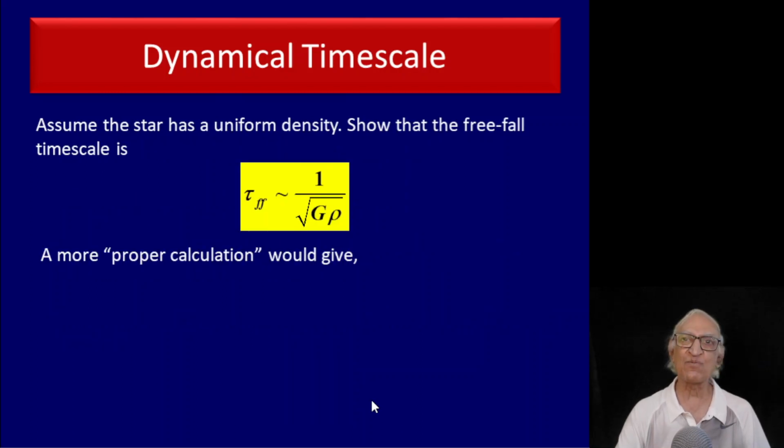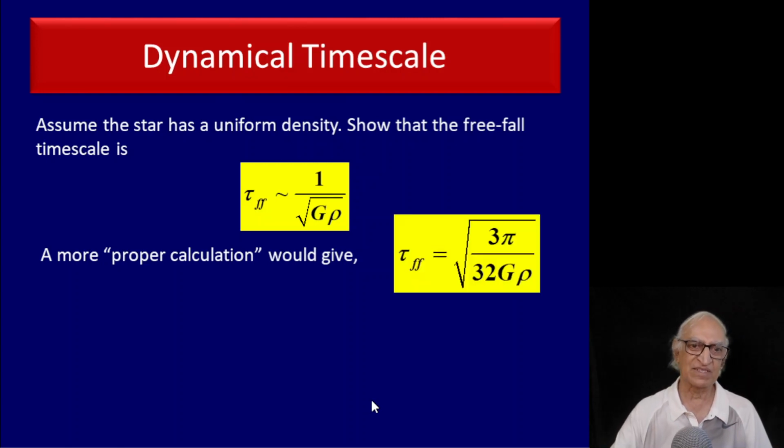Now, if you were to do a more proper calculation using calculus and so on, then you will find that the free fall time scale, which is an estimate of the dynamical time scale, is square root of 3 pi divided by 32 G rho. 3 pi is approximately 10, so 10 divided by 32 is 1 by 3 and there is a square root. Therefore, our simple estimate is off only by a factor of 1 over square root of 3. Not too bad for an extremely simple-minded estimate.